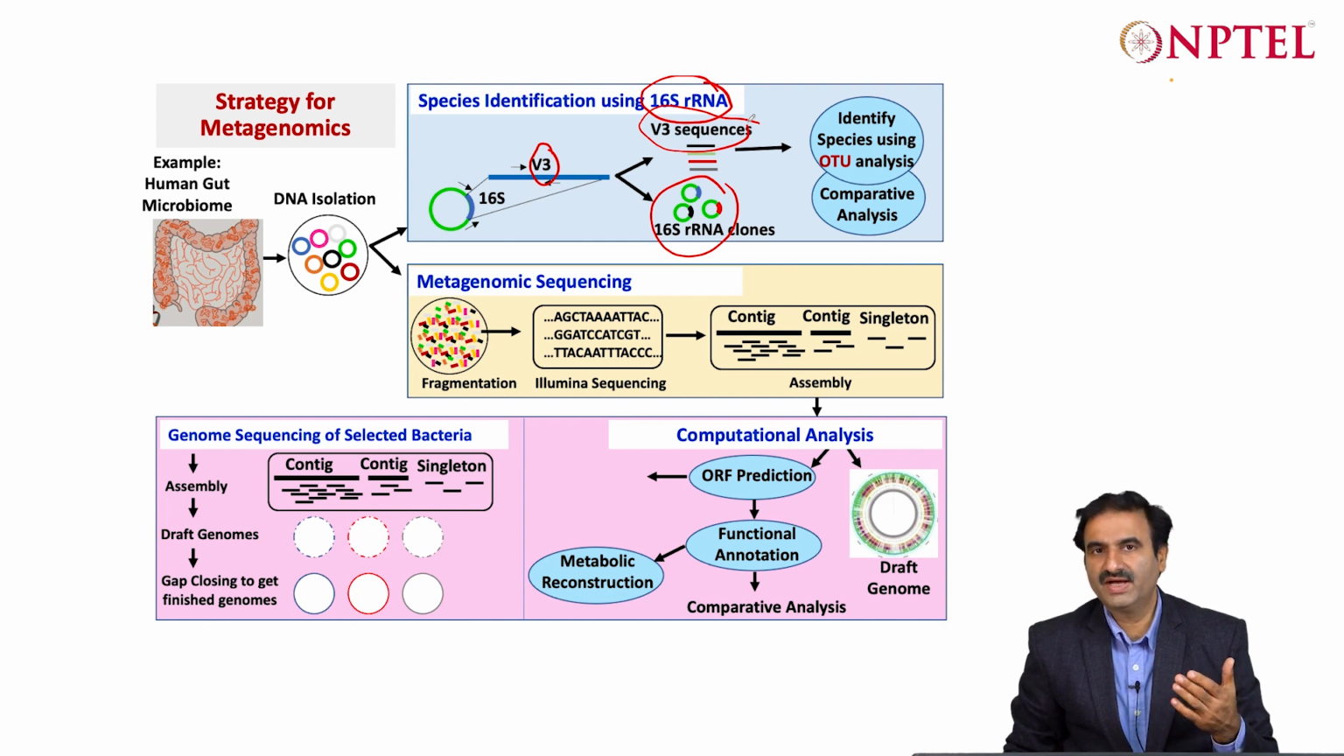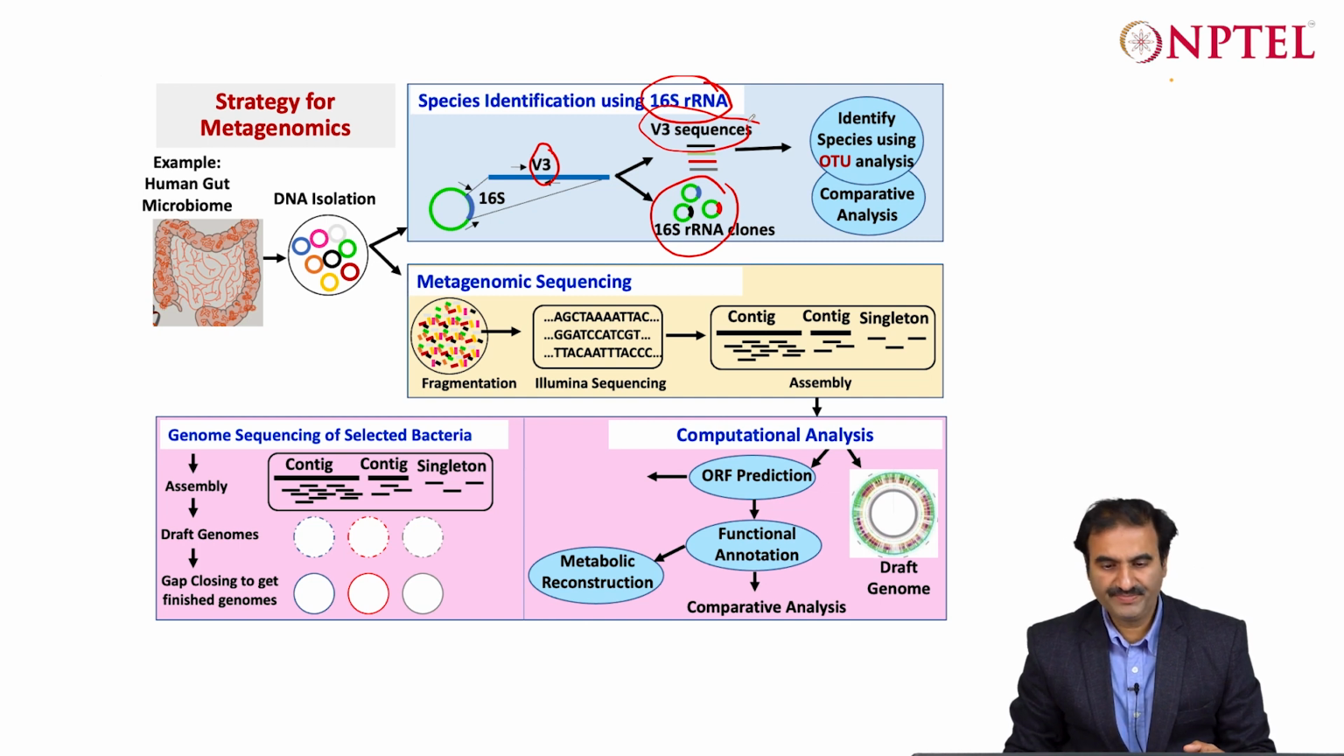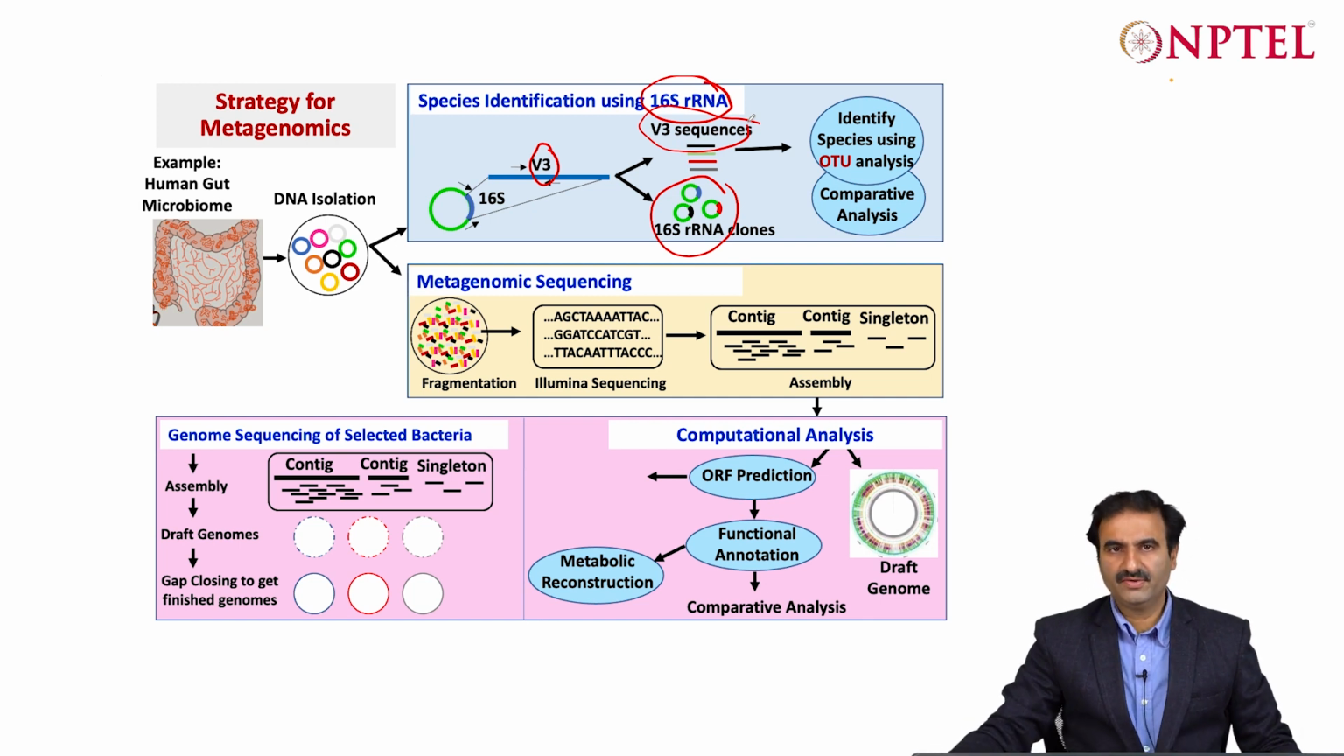There are databases available like RDP or Greengenes, so we can map against those and know what species are there. Species information may not be that detailed, but at least at the genus level we can say what is present in your sample.